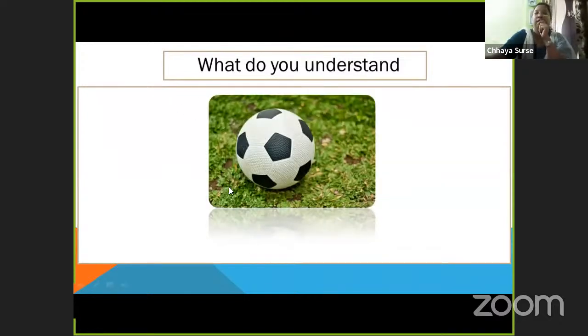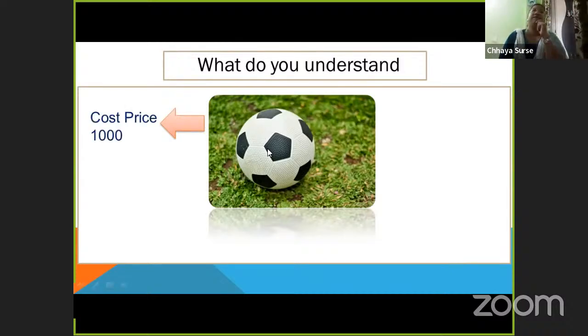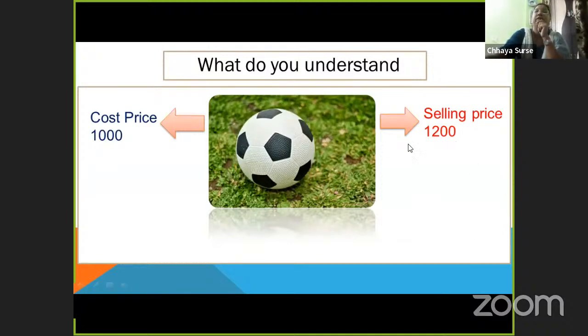Now the next example. This is a football. The cost price of this football is 1,000 rupees, and the selling price is 1,200 rupees. So in this transaction also, the cost price is 1,000 and it is sold for 1,200. So what is the difference here? Can you tell me the difference?